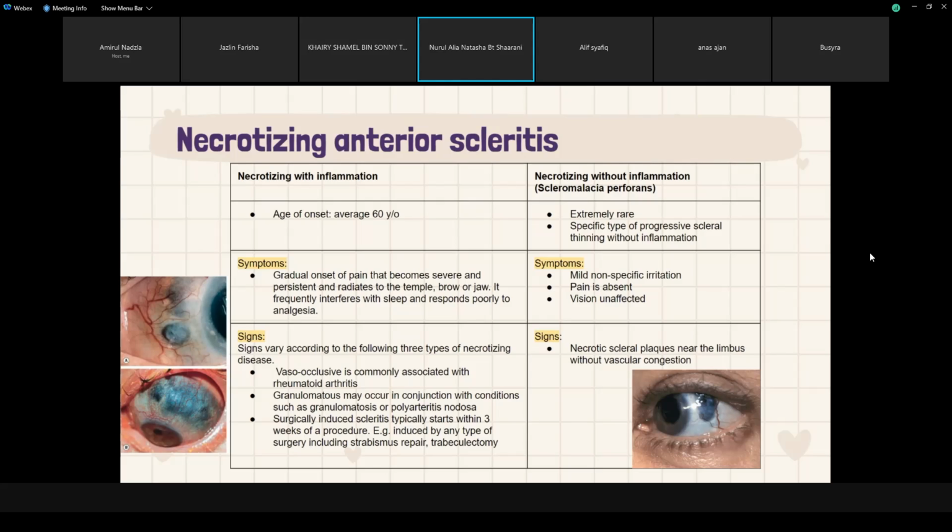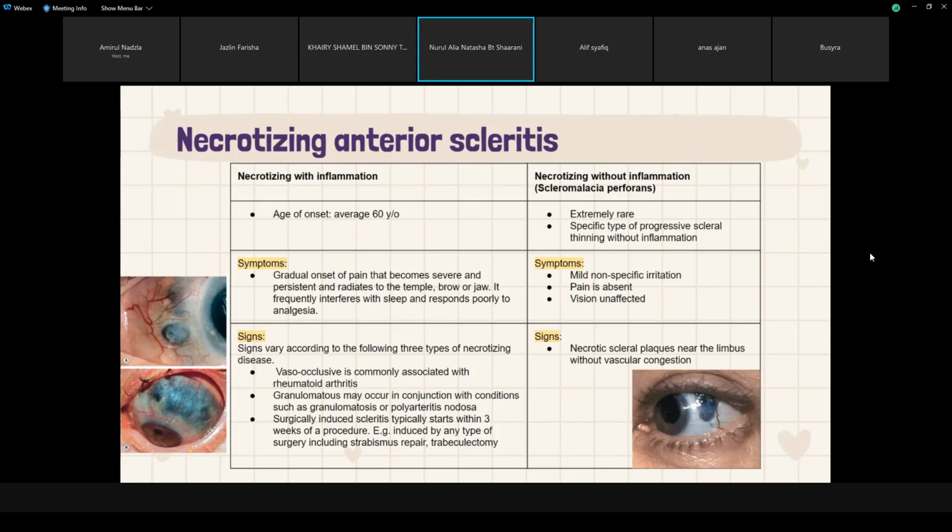The signs include, so we divided the necrotizing with inflammation into three types based on the causes, which include the vaso-occlusive, granulomatous, and also surgically induced scleritis. For vaso-occlusive, it is associated with rheumatoid arthritis. For granulomatous, it is associated with granulomatosis or polyarteritis nodosa. And for the surgically induced scleritis, it typically starts within 3 weeks of a procedure, for example, induced by any type of surgery, including strabismus repair and also trabeculectomy.